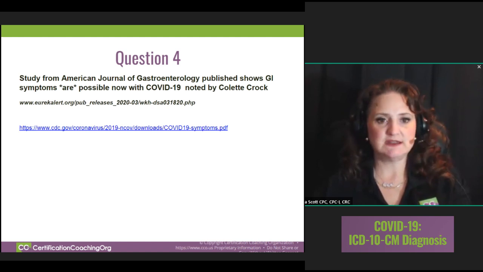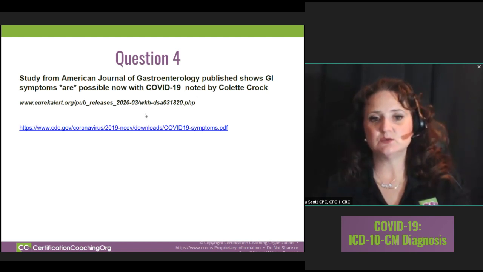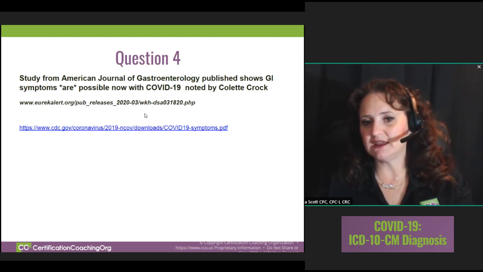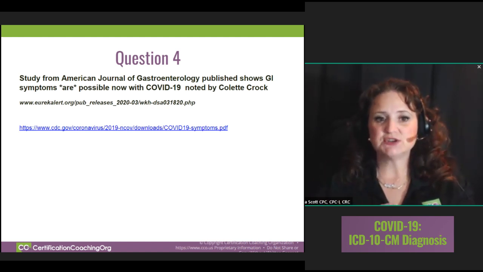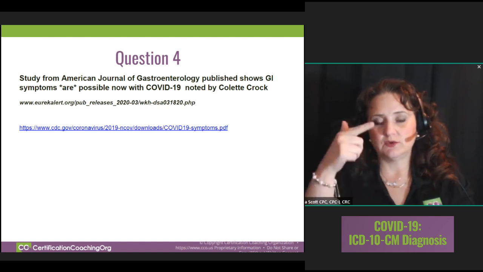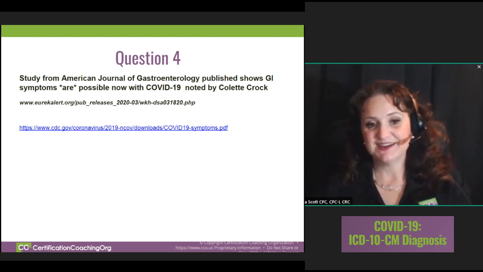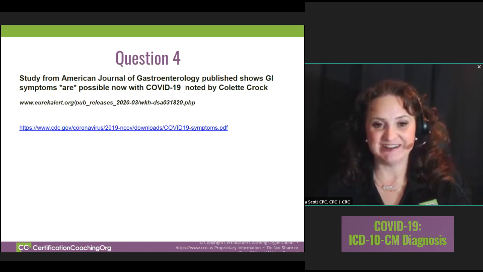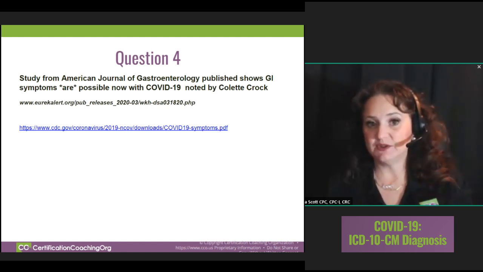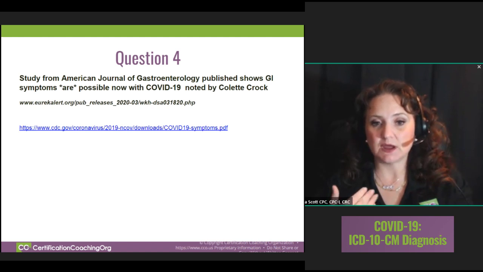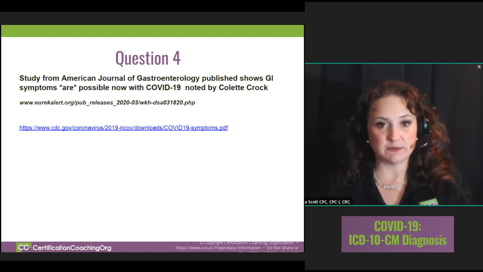Another question that came in: a study published in the American Journal of Gastroenterology shows GI symptoms are possible now with COVID-19. Colette had sent this in. This is the website that she gave. I tried that link, copied and pasted it, and it didn't work for me. So I went to eurekaalert.org and tried to find the article. I couldn't find the exact article because those people pump out a lot of articles every day. I'm not familiar with this website, but it appeared to be reputable.